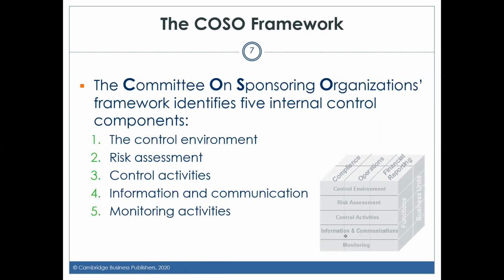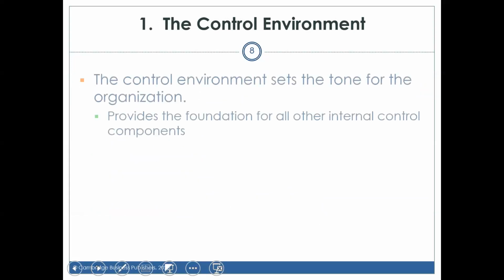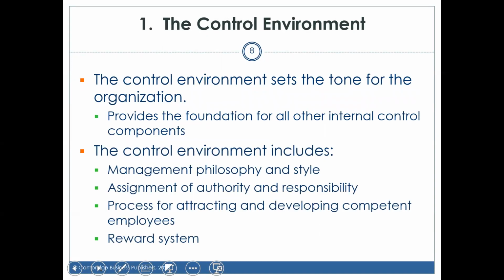For the exam, you just need to know what these 5 internal control components are, and know what each one of them is. The control environment sets the tone for the organization. It includes management philosophy and style, and assignment of authority and responsibility. You have a company and then different divisions, and each division has a manager, and underneath the manager there are vice managers or sub managers, and it establishes the flow of command.